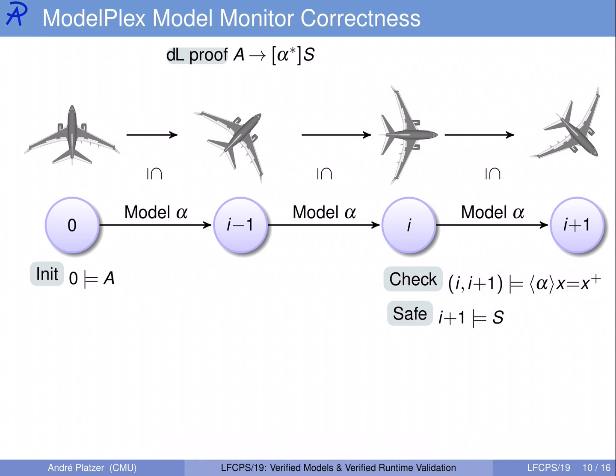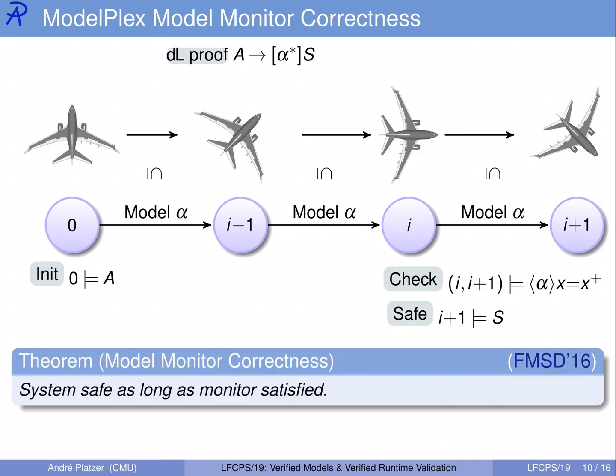And if any of those checks fails, if for example here we discover that that transition was not a good one, not compatible with the model, then we raise an alarm right away and initiate a veto fail-safe action. Indeed, that gives us the theorem that the system is safe as long as the monitor is satisfied. And in fact, the system also will always remain safe in all the future behaviors of the model unless one of the monitors failed.